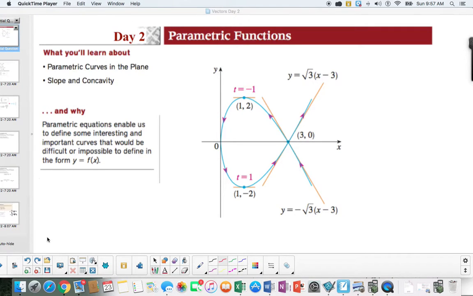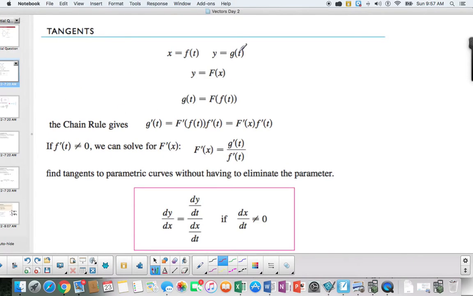Parametric functions, day 2, slope and concavity. All right, here are the parametric functions, and here is y equal f of x. We can, again, substitute x into here. So we're going to substitute x, and then we're going to substitute y with its parametric form here. And we're going to use the chain rule.